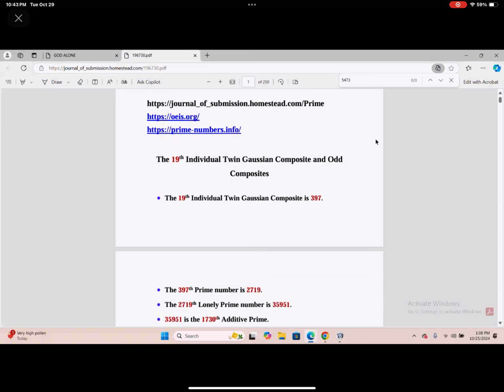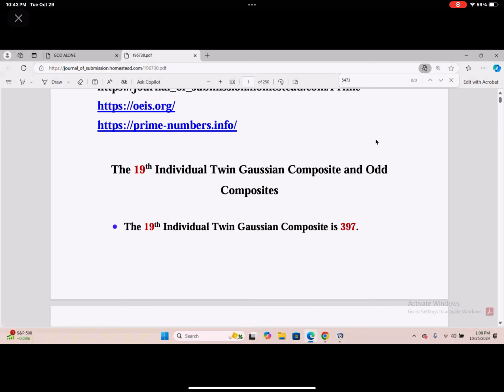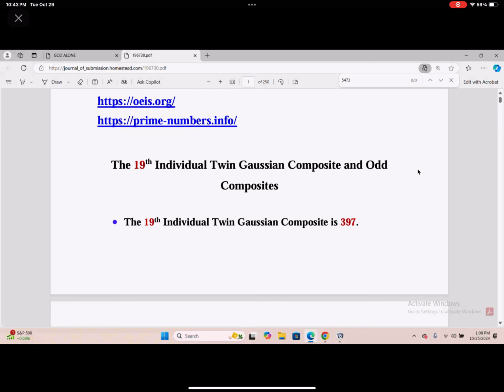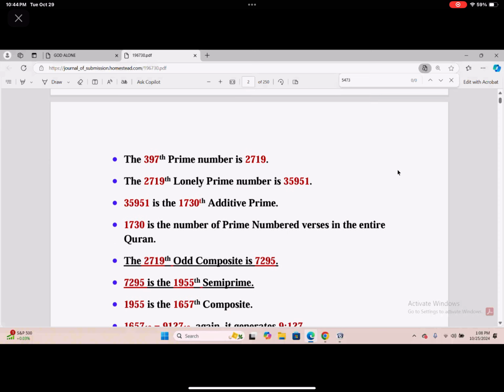So now we'll go in here and say that the 19th individual twin composite is 397, and as you notice, the digits of 397 add up to 19. 397's prime number is 2719. The 2719th lonely prime is 35,951. This number, 35,951, happens to be an additive prime, the 1730th additive prime. 1730 is the number of prime number verses in the entire Quran.